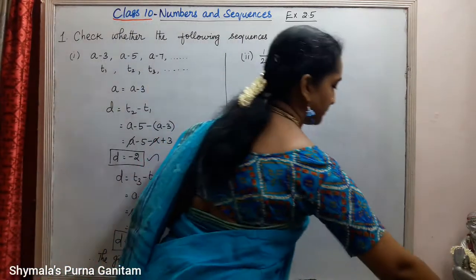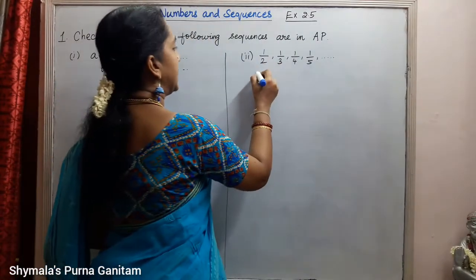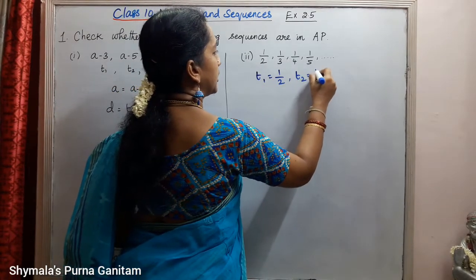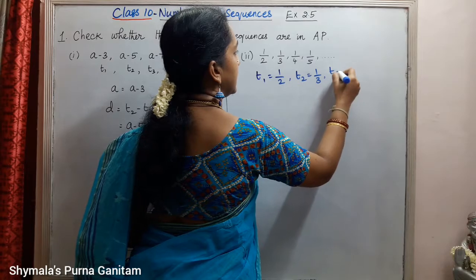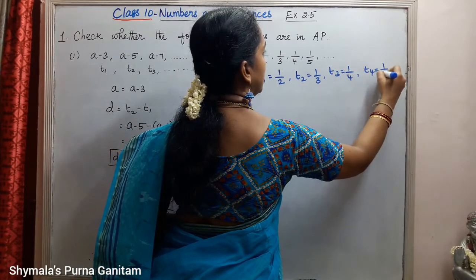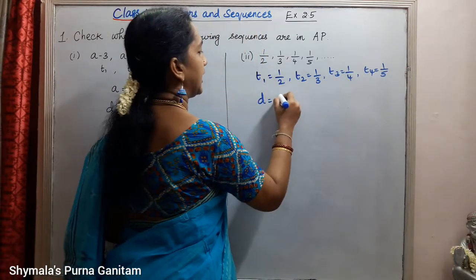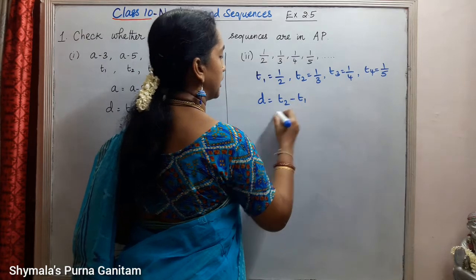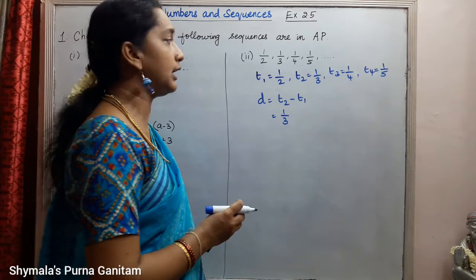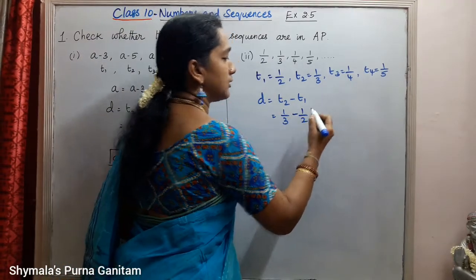Then the second sum. The second sum is 1 by 2, 1 by 3, 1 by 4, 1 by 5. The same procedure only. T1 is equal to 1 by 2. T2 is equal to 1 by 3. T3 is equal to 1 by 4. T4 is equal to 1 by 5. For finding the difference, we will take T2 minus T1. So T2 is 1 by 3 and T1 is 1 by 2, so 1 by 3 minus 1 by 2.